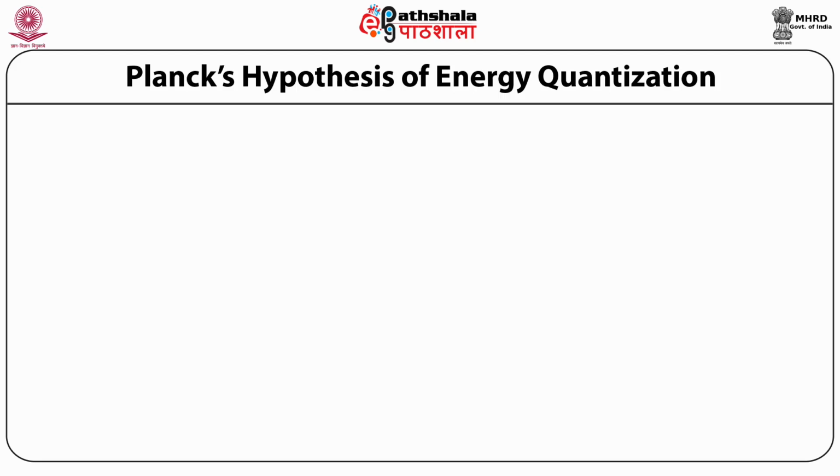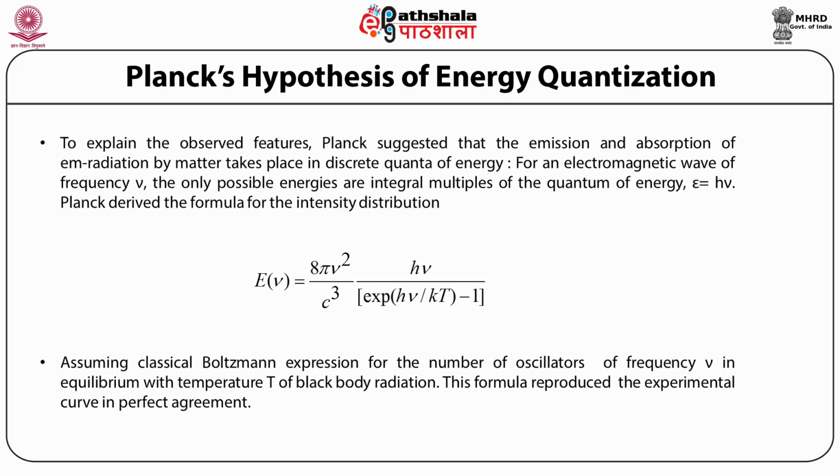Planck's hypothesis of energy quantization and his explanation for the entire spectrum of black body radiation. To explain the observed features of the black body spectrum, Planck suggested that the emission and absorption of electromagnetic radiation by matter takes place in discrete quanta of energy. That is, the absorption and emission of energy by matter is not continuous but is discrete.